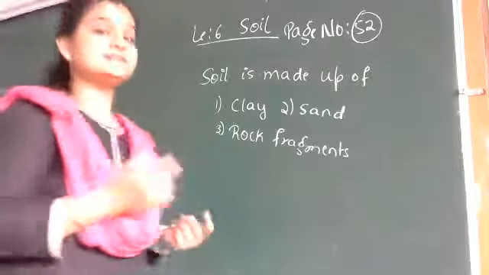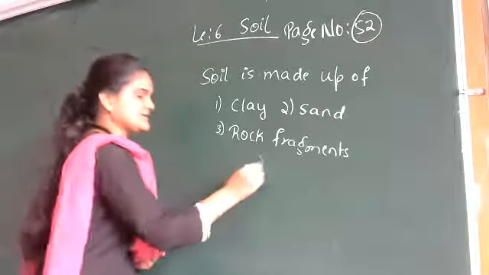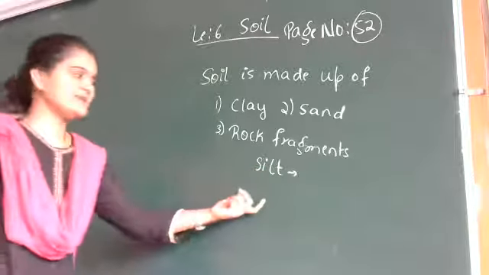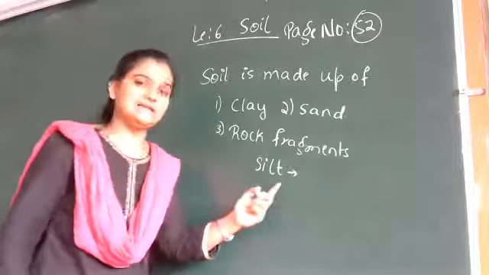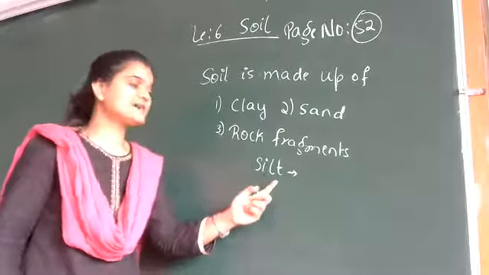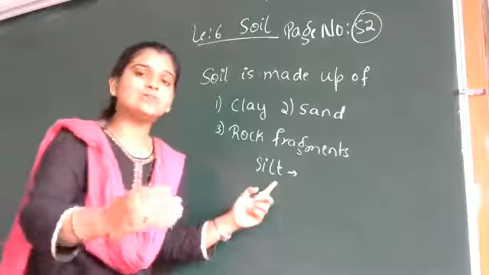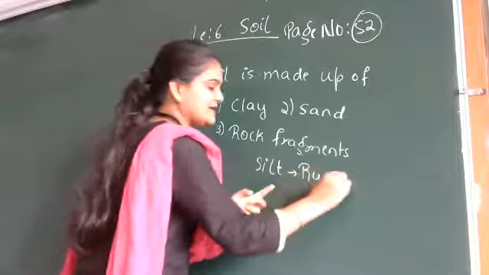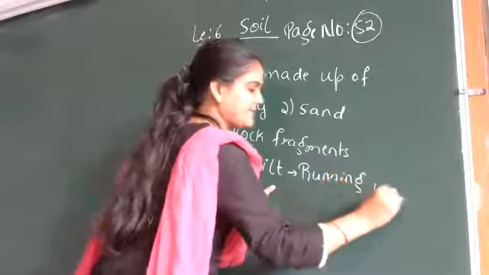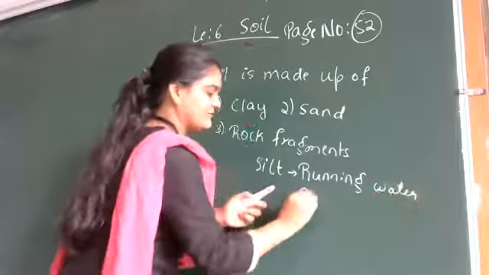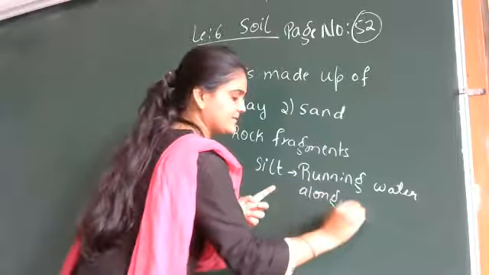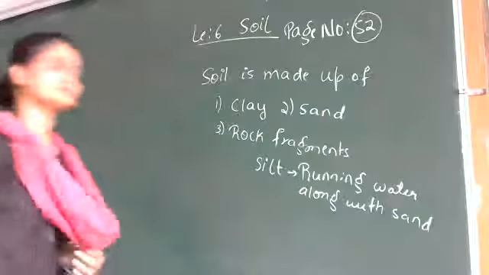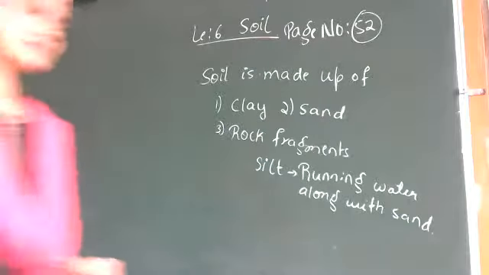Here the word silt we had used. What is silt, children? In the last lesson also this word had come. Yes, S-I-L-T, silt. Silt is the sand which is going along with the running water. Running water is carrying the sand along with it. That is known as silt.